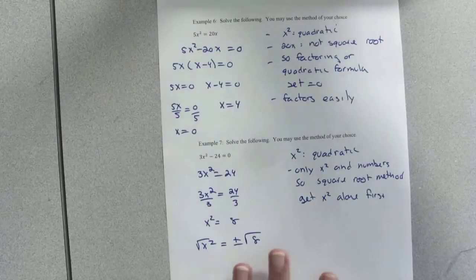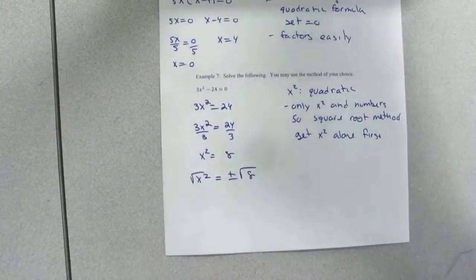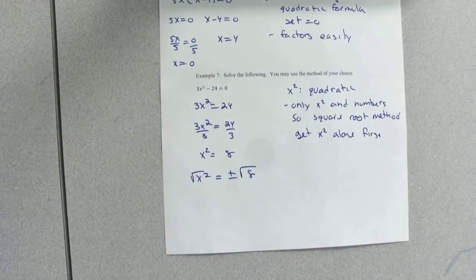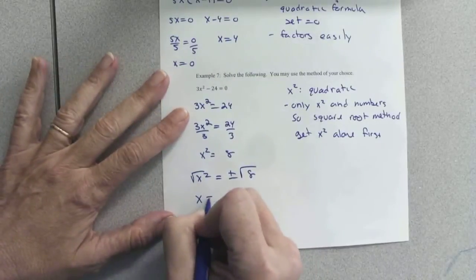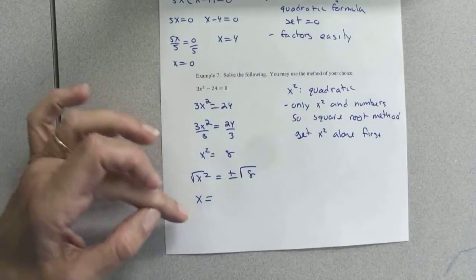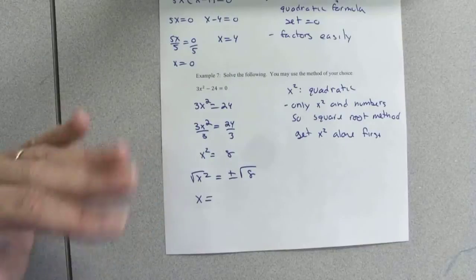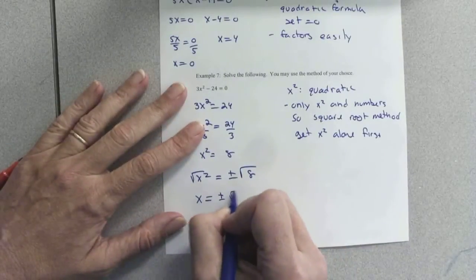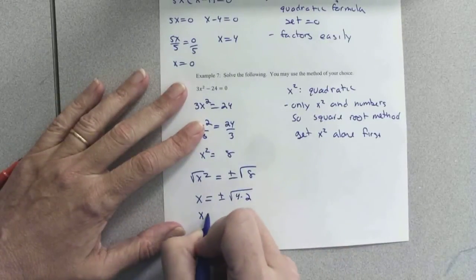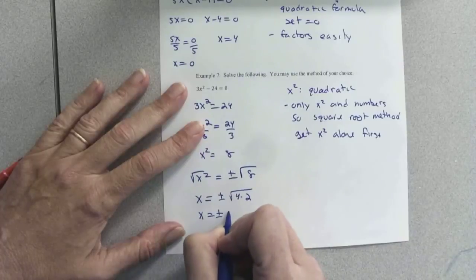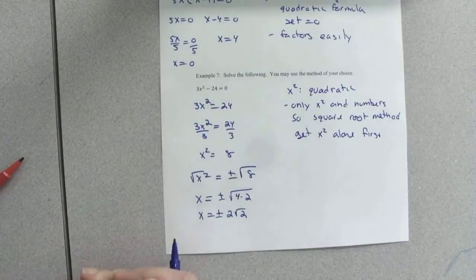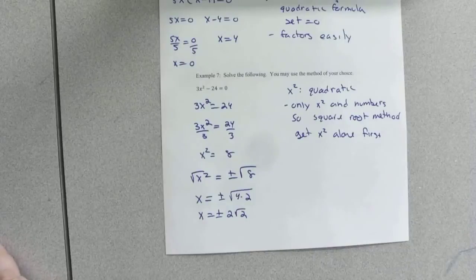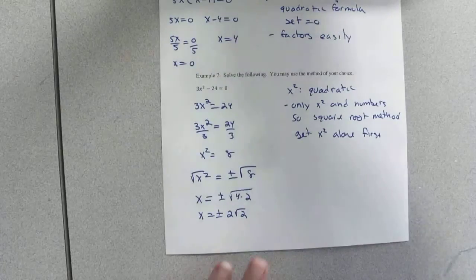Forgetting the plus or minus is going to get you, you're going to lose half the points because you're leaving off half of the answers. The reason why it works, square roots and squares are opposite operations, so they cancel, leaving me just the x. And that square root of 8 simplifies. Square root of 4 is 2, leaving behind the square root of 2. Okay, next problem.